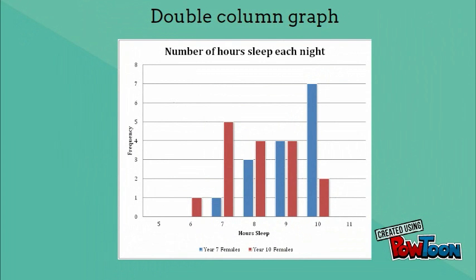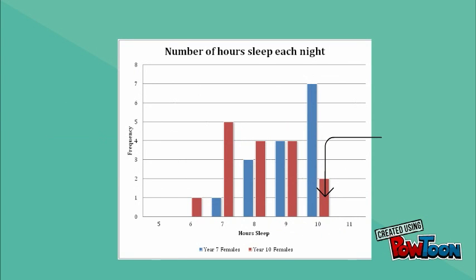The double column graph was a great way to represent the data. It displayed the Year 7 and Year 10 data side by side in contrasted colours, making the results clearly evident. It shows a standout within the data, showing that the Year 7 females sleep for 10 hours more than twice as much as Year 10 females.